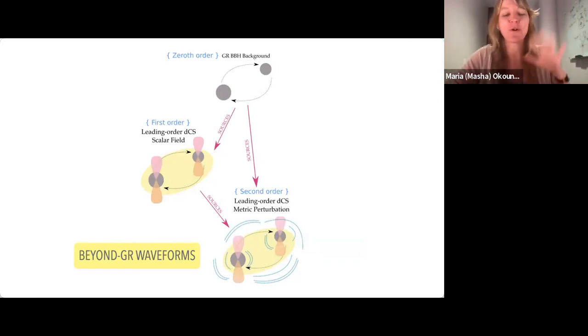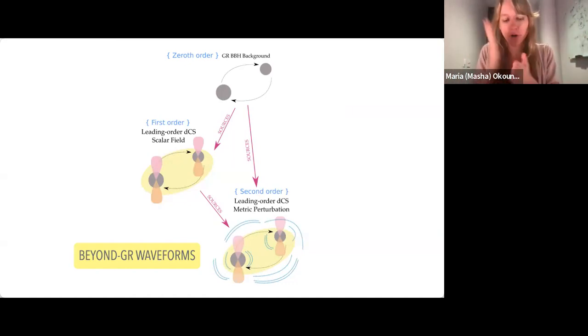So in pictorial form, what we do is we start with a GR binary black hole background at 0th order. This is something that we've known for almost 2 decades now how to simulate. The curvature of this background is going to source the leading order dynamical Chern-Simons gravity or Einstein-Dilaton-Gauss-Bonnet gravity correction to my scalar field. And then this scalar field plus this curvature is going to source the leading order correction to the spacetime metric. And this is what's going to give me my beyond GR waveforms, right? Once I get this correction to the metric.